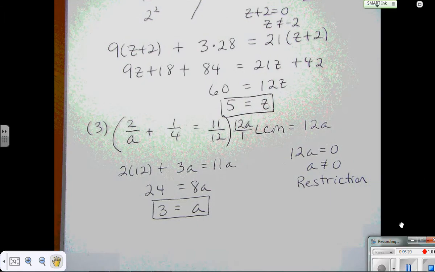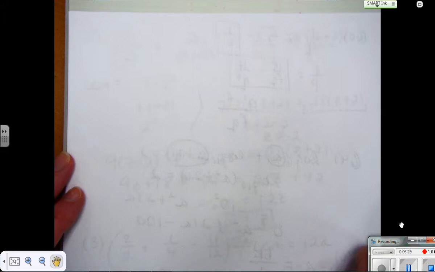Okay, well let's look at number 2. We're going to work this one together. Find your LCM. And let's see what everybody gets on that one.